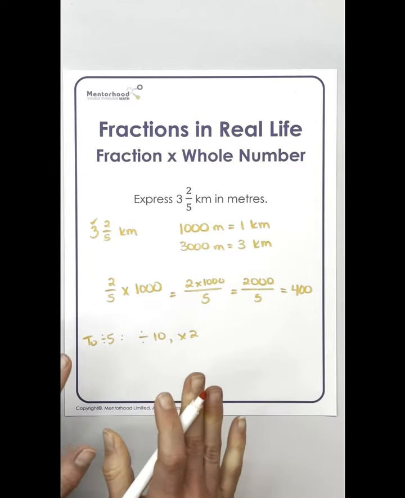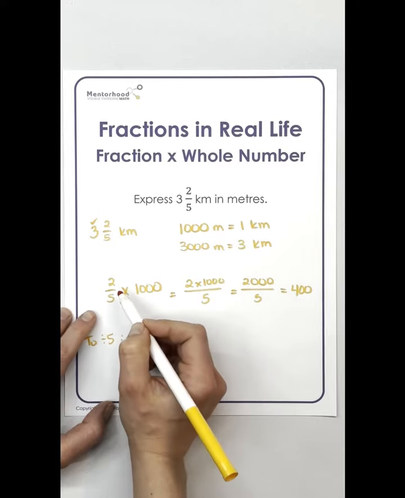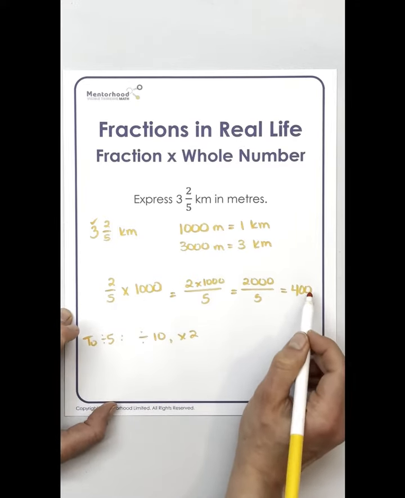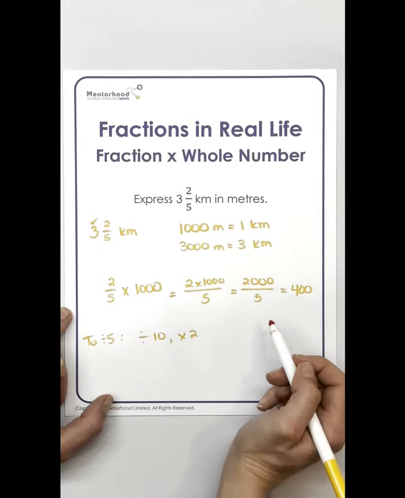Now let's see if that makes sense. Always do your double check. 2/5, that's less than half, right? Because 2.5 would be half. Now is 400 pretty close, but still less than half of 1,000? Yeah, because half would be 500. Okay, so that makes sense.